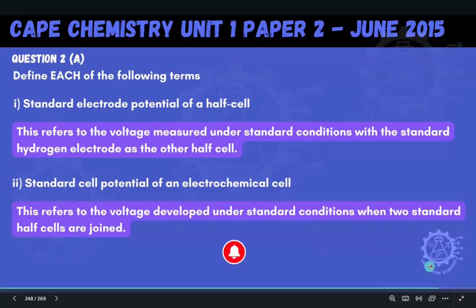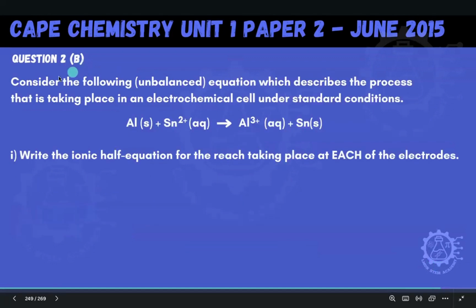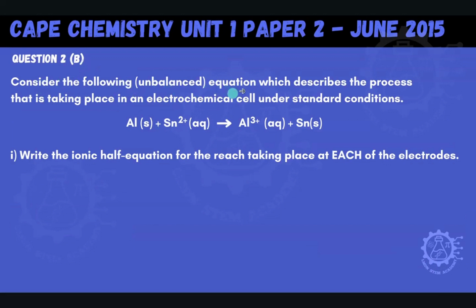All right, so moving right along. Part B says, consider the following unbalanced equation, which describes the process that is taking place in an electrochemical cell under standard conditions. So we have an electrochemical cell, and this is what's going on inside of that cell. We have 1 mole of aluminum solid reacting with 1 mole of tin ions in the 2+ state in the aqueous phase, and that's then being converted to Al3+ in the aqueous phase, and then we got our 1 mole of tin in the solid phase, right?